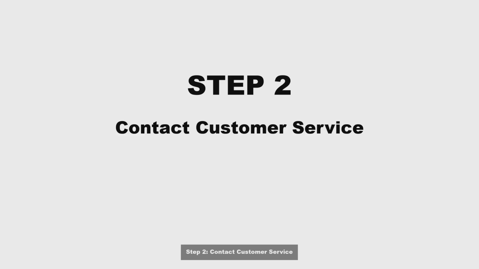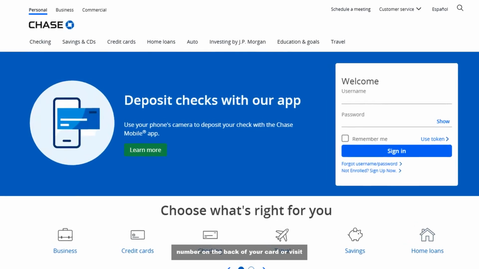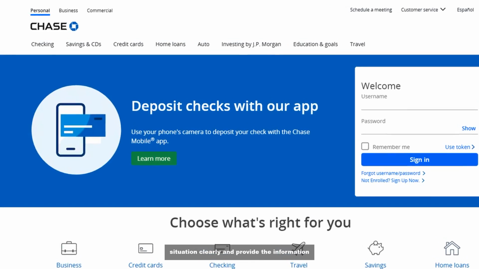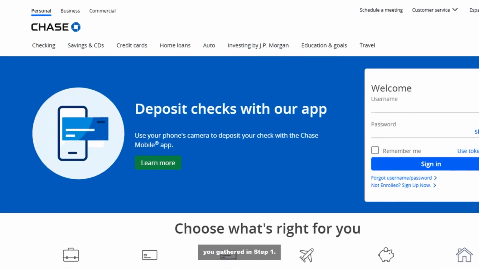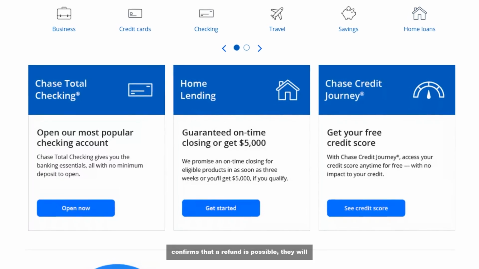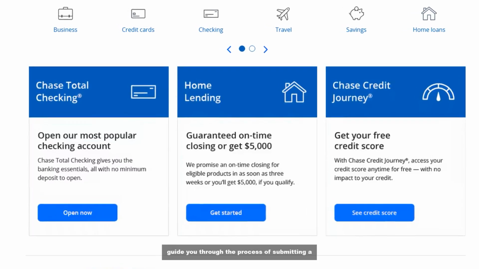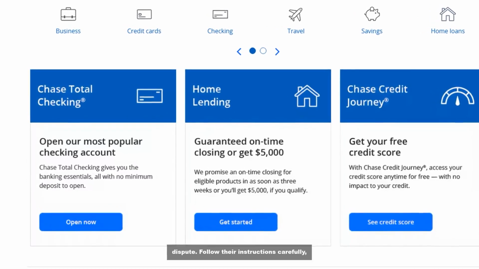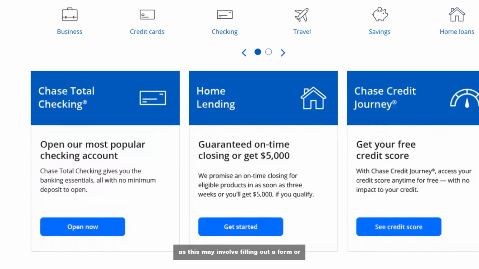Step 2. Contact customer service. Call Chase Bank's customer service at the number on the back of your card or visit their website for assistance. Explain the situation clearly and provide the information you gathered in Step 1. Step 3. Submit a dispute. If the customer service representative confirms that a refund is possible, they will guide you through the process of submitting a dispute. Follow their instructions carefully, as this may involve filling out a form or providing additional documentation.